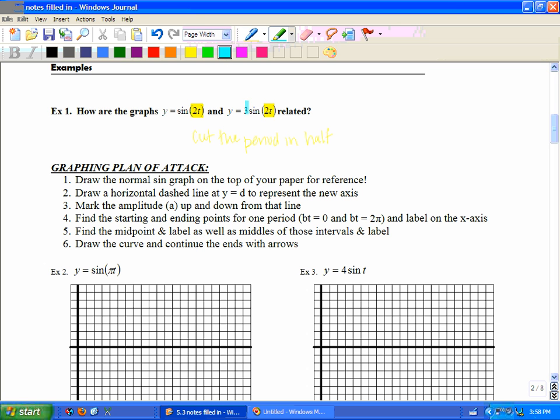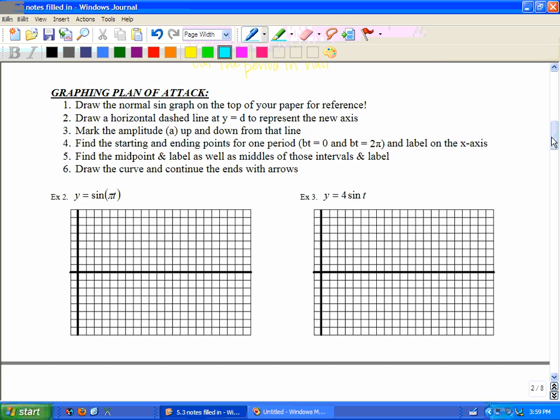And then the second thing you see is the second graph has a 3 in front of it. And so that changes the amplitude. And so the first graph would have an amplitude of 1 because there'd be a 1 out in front of there. And the second graph would have an amplitude of 3. So here's how you graph these. You can draw the normal sine graph on the top of your page for reference, or keep flipping back and forth to that.